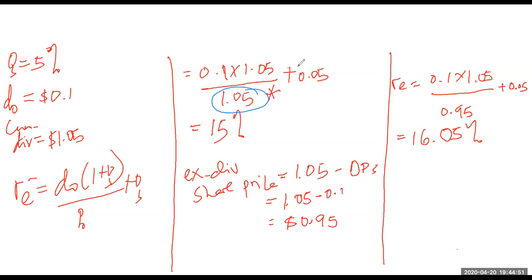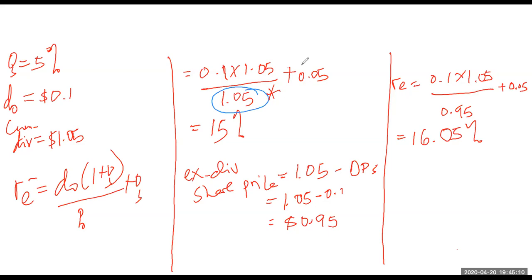I got the same answer. You got the same answer? Yeah, 16.1%. I rounded off. Okay, fair enough, that's good. Thank you. So to confirm that was the right answer, 16.05% is our cost of equity.